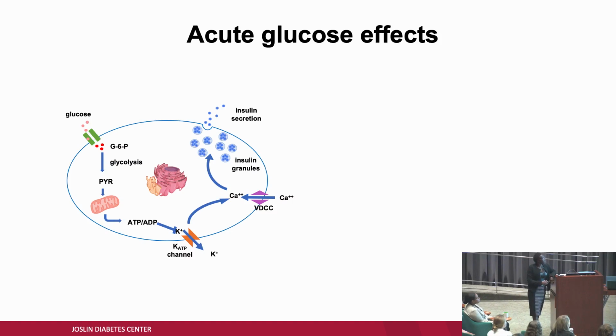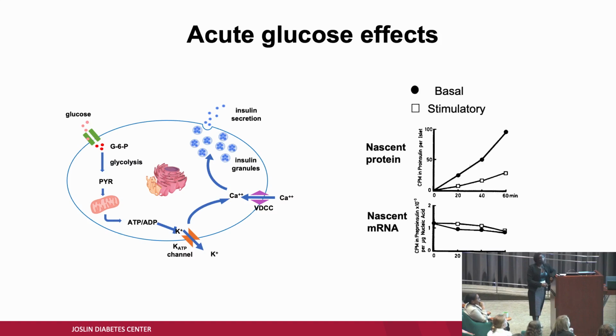The glucose is taken up by glucose transporters on the membranes, which is then used in glycolysis and oxidative phosphorylation to make ATP. It's the increase in the ATP to ADP ratio that leads to closure of the KATP channels, opening of the calcium channels, and influx of calcium that then supports secretion of the insulin. And we've known for a while now that this is highly supported by upregulation of insulin translation.